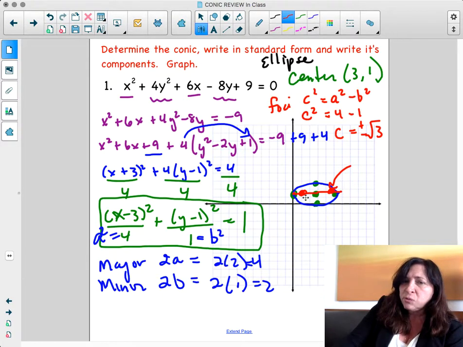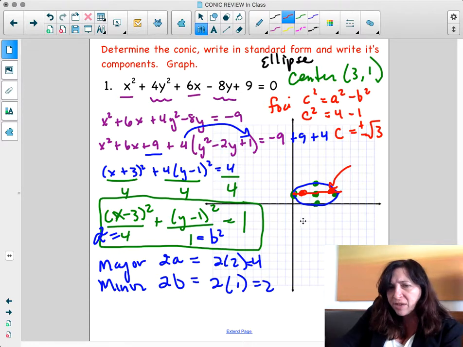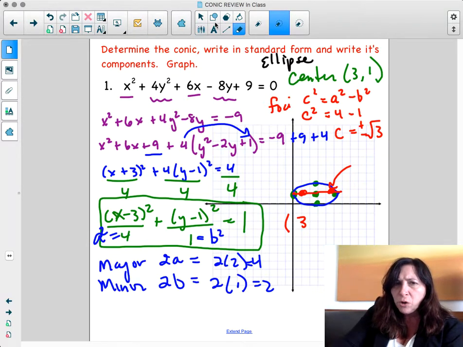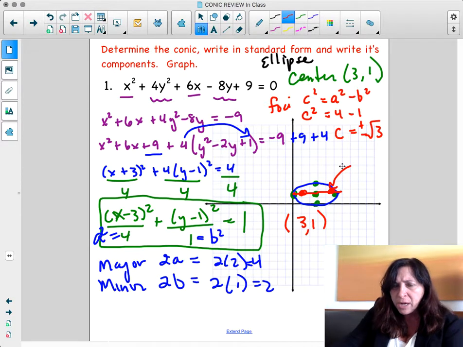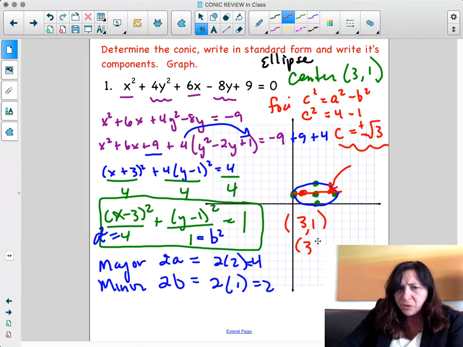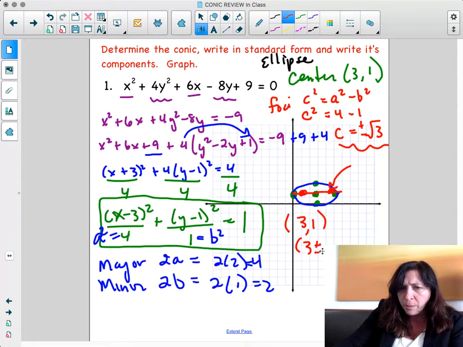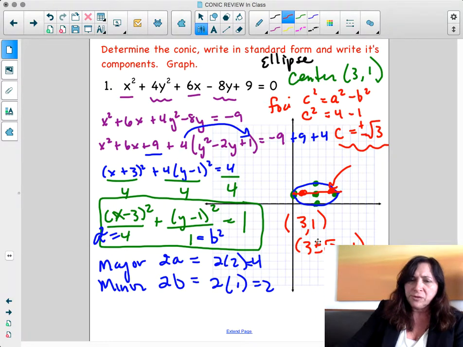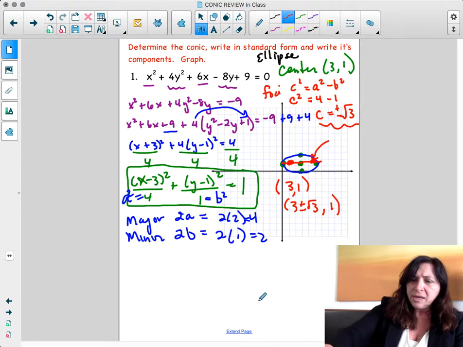Here's what you're going to have to write. If my center is at (3, 1), then where my focal points are, they're on the x-axis, so you add this foci distance to your x-coordinate. That's going to be 3 plus the square root of 3 for this one. So 3 plus or minus the square root of 3, comma 1. And that's where my focal points are. And let me lift that up just in case.